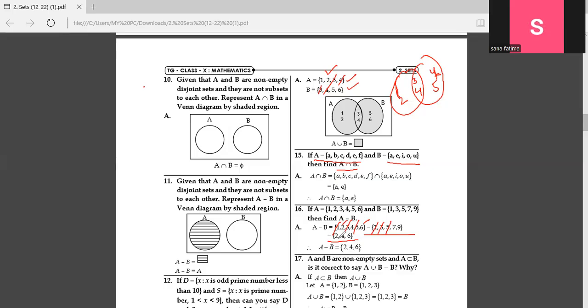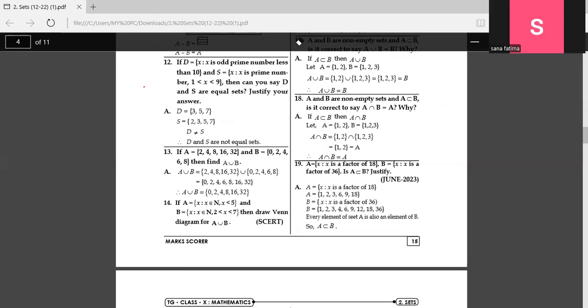Okay. In union, you write all the elements at a time. In intersection, only the common terms. And in subtraction, A minus B, you cancel the common elements of both sets, ignore set B, and write down only the elements of set A. You should not write down B elements. Okay. Now let us see the next questions.